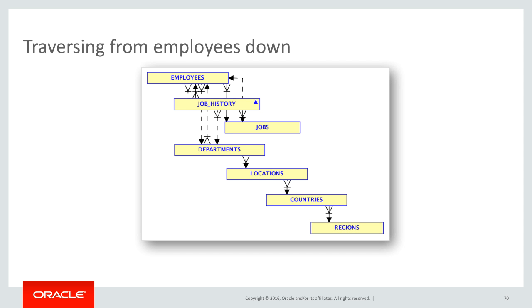Now, if you want to convert that entire schema into JSON, you're going to have to pick a starting point. So one starting point might be employees, and you can imagine an array of employees where there's a property or an array of job history, and then a property of the department for that employee.